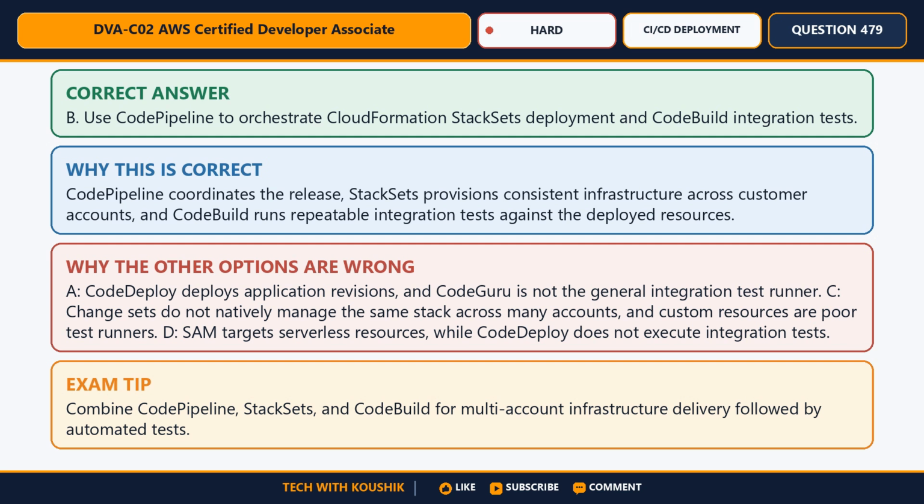A. CodeDeploy deploys application revisions, and CodeGuru is not the general integration test runner. C. Change sets do not natively manage the same stack across many accounts, and custom resources are poor test runners. D. SAM targets serverless resources, while CodeDeploy does not execute integration tests. Exam tip. Combine CodePipeline, StackSets, and CodeBuild for multi-account infrastructure delivery followed by automated tests.